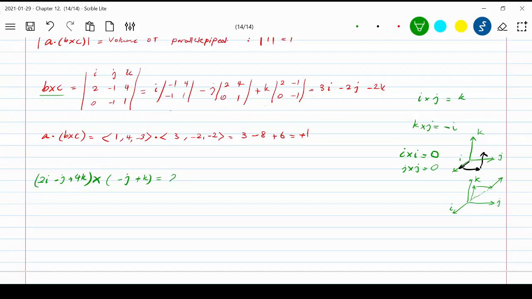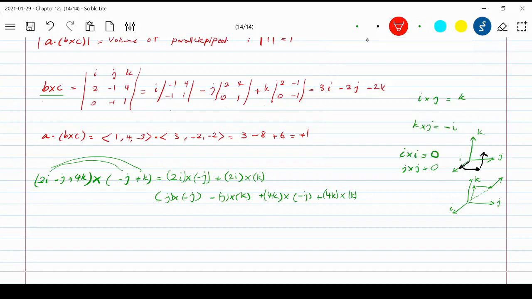So if you do the cross product, what you get is 2I cross product with negative J, let me actually use parentheses just to make sure that you do not subtract, plus 2I cross product with K, and so I'm distributing this times that, this times this, and so on, minus J cross product with negative J, minus J cross product with K, and plus 4K cross product with negative J, and finally plus 4K cross product with K. Okay, so this is if you distribute everything.